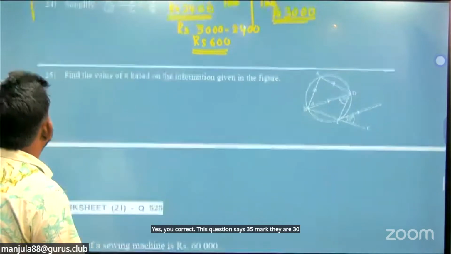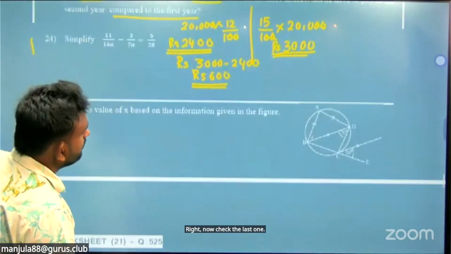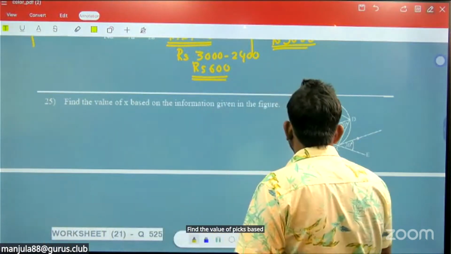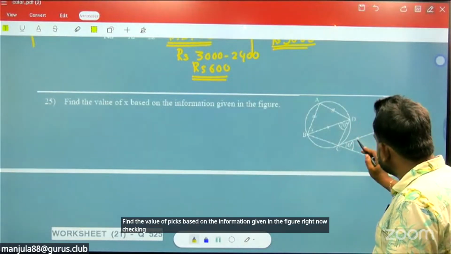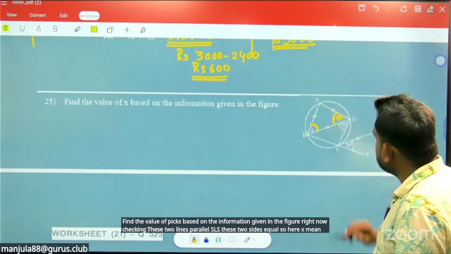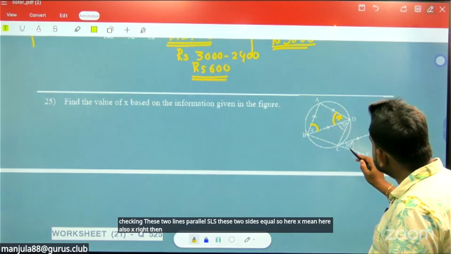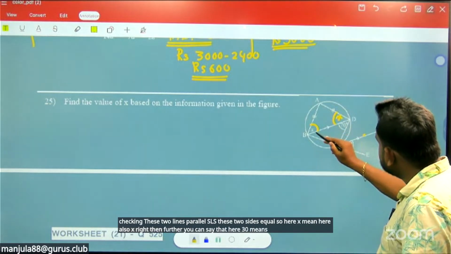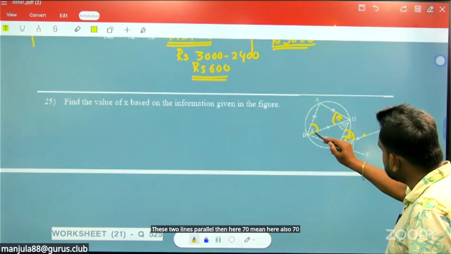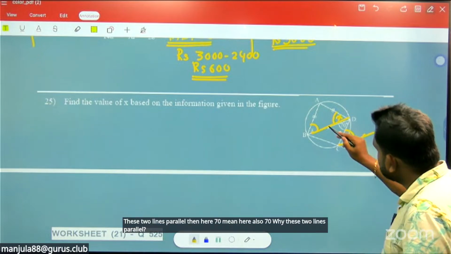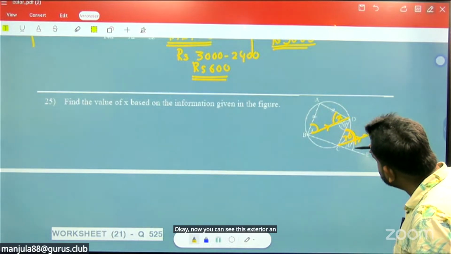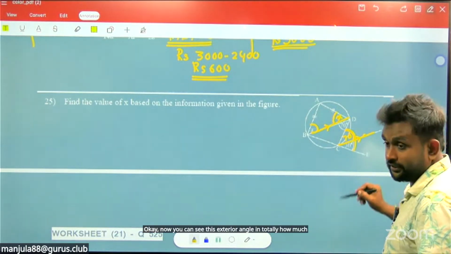Right, now check the last one. Find the value of x based on the information given in the figure. Now checking these two lines parallel as well as these two sides equal. So here x means here also x. Then further you can say that these two lines are parallel, so here 70 means here also 70. Why are these two lines parallel? Okay, now you can see this exterior angle in total how much? 70 plus 30.